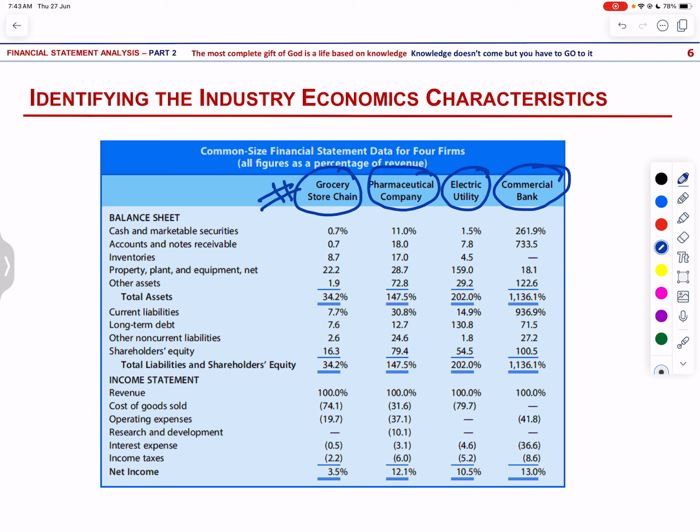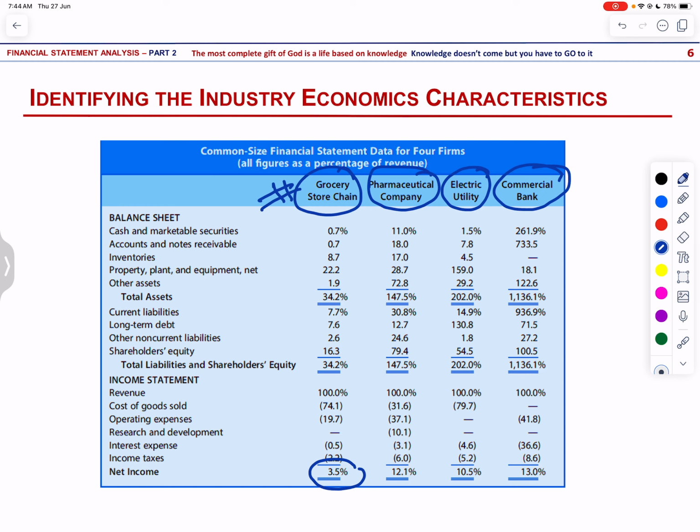The grocery store chain faces tough competition with similar products, making theirs essential commodities. Entry into the industry is easy, requiring mainly retail space and access to food distributors. It faces low barriers to entry. The grocery store chain operates with a 3.5% profit margin, earning 3.5 cents per dollar of revenue.